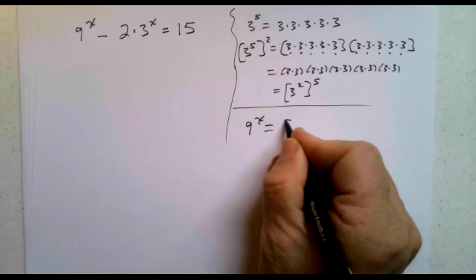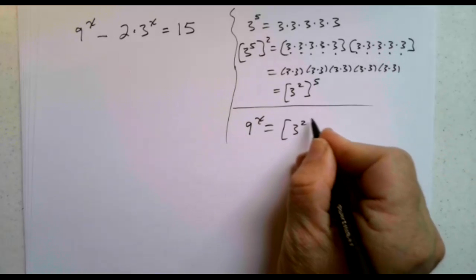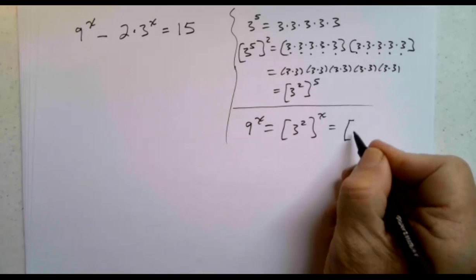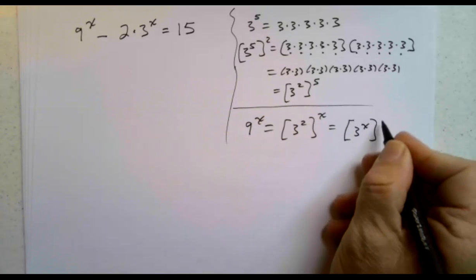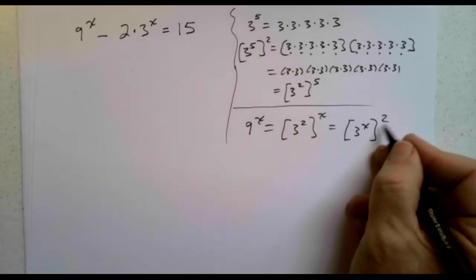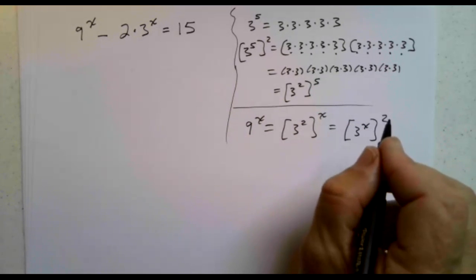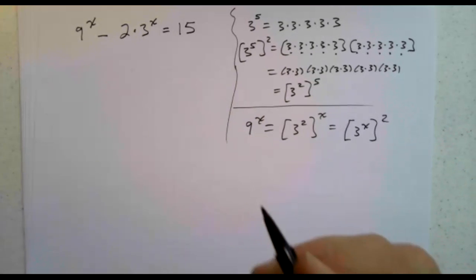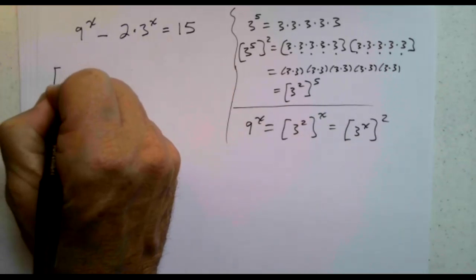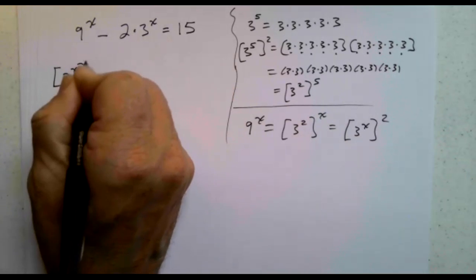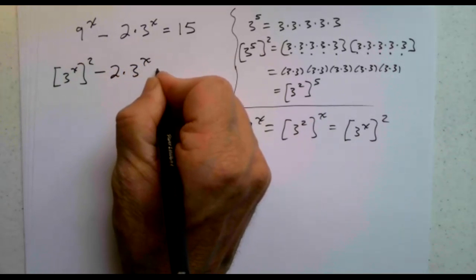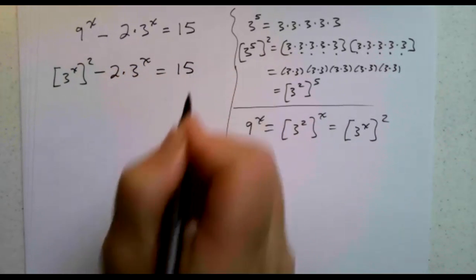9 to the x, 9 is 3 squared to the x, which would be the same as 3 to the x to the second power again. Multiply the exponents. 2 times x, x times 2 would be the same. So I can rewrite this equation, 9 to the x becomes 3 to the x squared, minus 2 times 3 to the x equals 15.